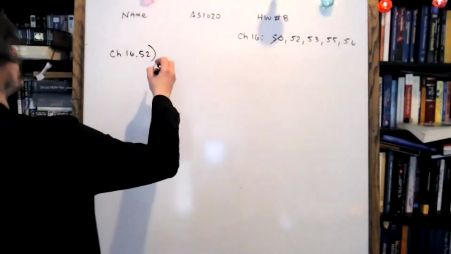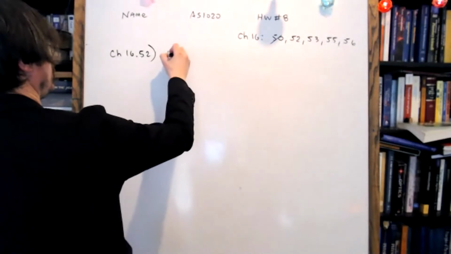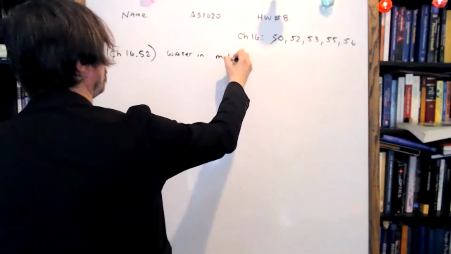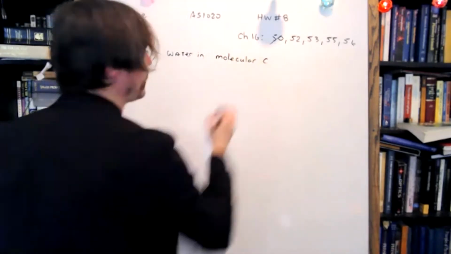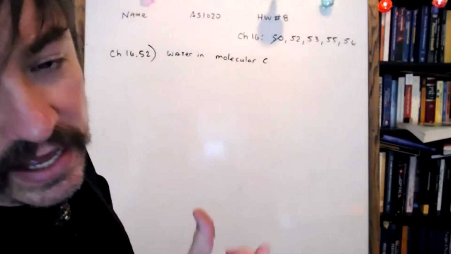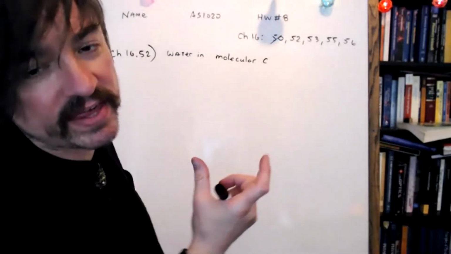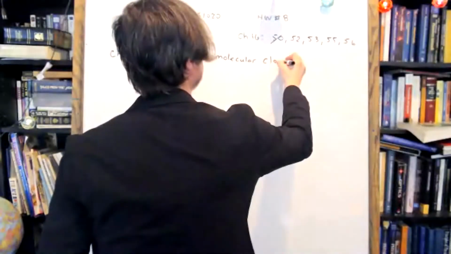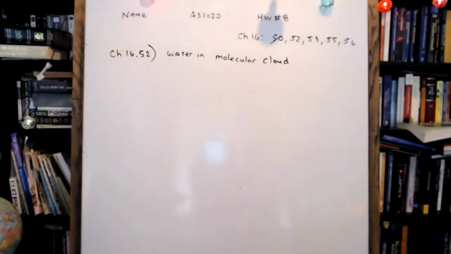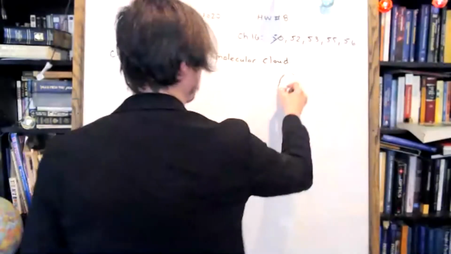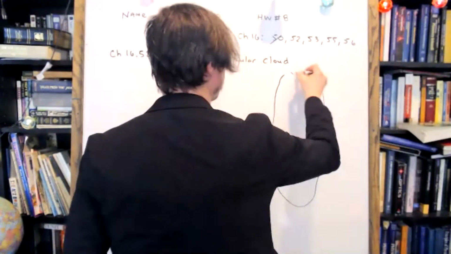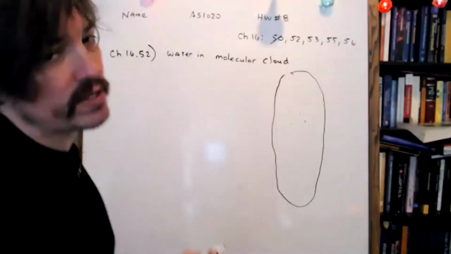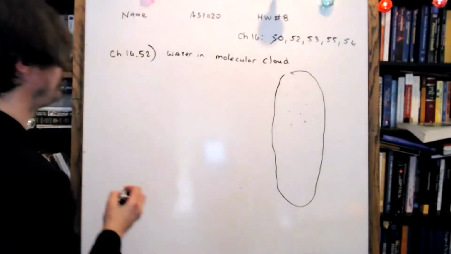Okay. It says, water in molecular clouds. The water molecules now in your body were once part of a molecular cloud. Only about one millionth of the mass of the molecular cloud is in the form of water.